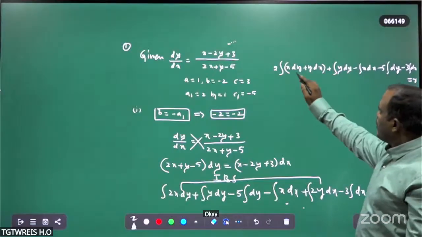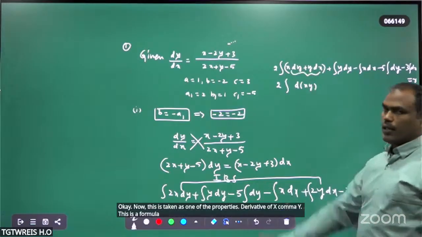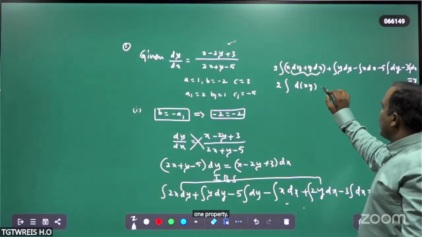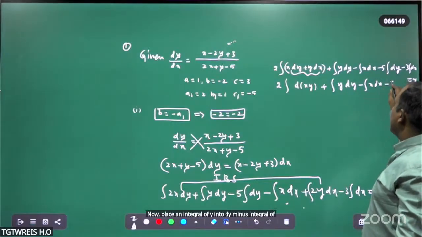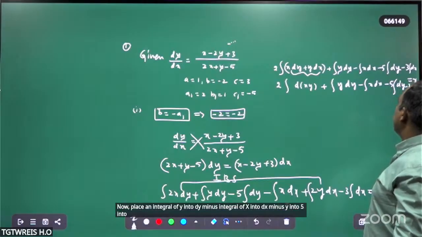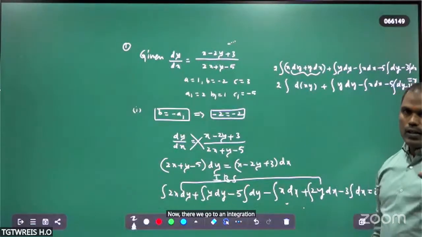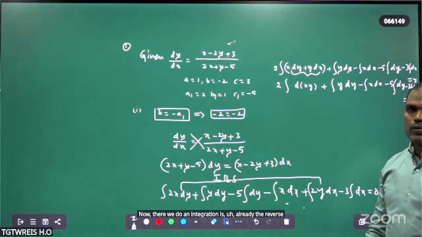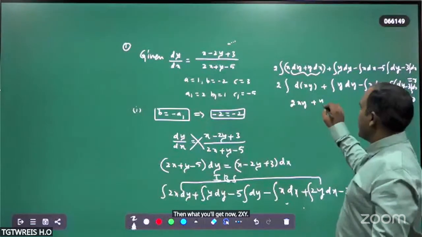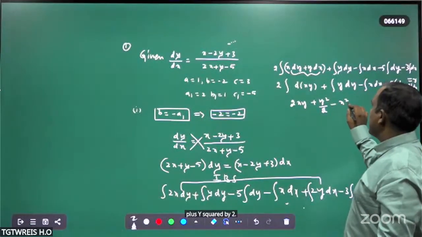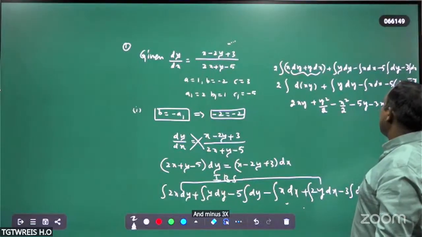Now this is taken as one of the properties, the derivative of x comma y. This is a formula for one property. Now plus the integral of y dy, minus the integral of x dx, minus 5 times the integral of dy, minus 3 times the integral of dx, equal to 0. Derivative and integration: the reverse process of differentiation is called integration. Then what you will get is 2xy plus y square by 2 minus x square by 2 minus 5y minus 3x equal to c.